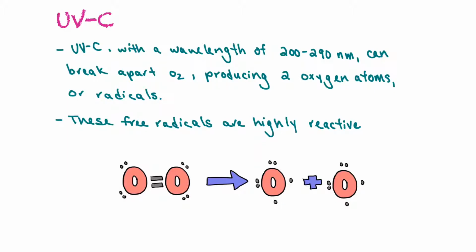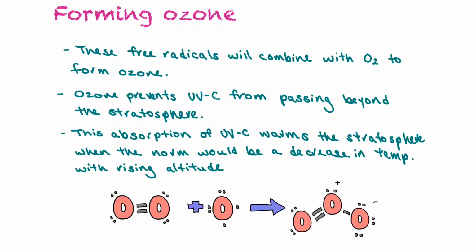So UVC, with a wavelength of 200 to 290 nanometers, can break apart oxygen, and it produces two oxygen atoms, or radicals. And these free radicals are highly reactive, and they'll find something to react with. These free radicals will combine with oxygen to form ozone, so another oxygen molecule. And ozone prevents UVC from passing beyond the stratosphere. So this absorption of UVC warms the stratosphere, when the norm would be a decrease in the temperature with rising altitude.